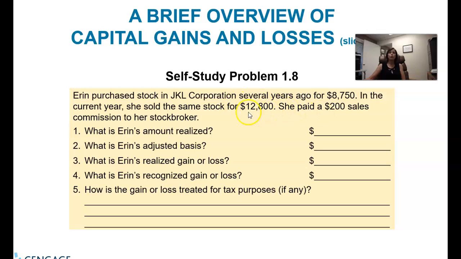Well, the amount she realized is $12,800 less the selling expense. So she realized $12,600. What is Erin's adjusted basis? Well, Erin, this is not an asset that has been subject to depreciation, so we don't have any accumulated depreciation, and so her cost was $8,750.